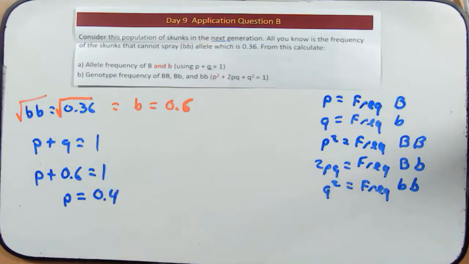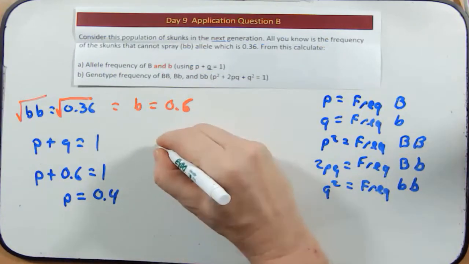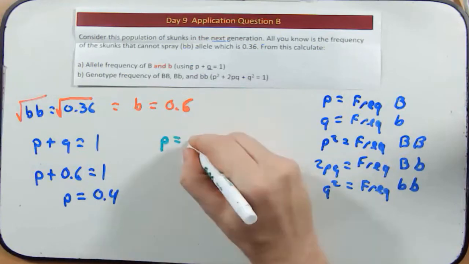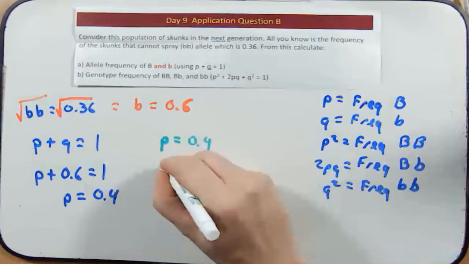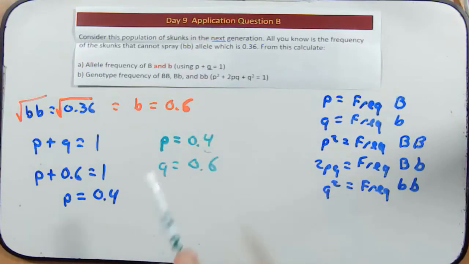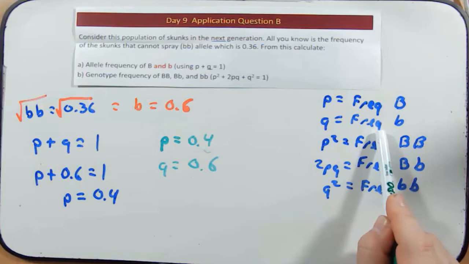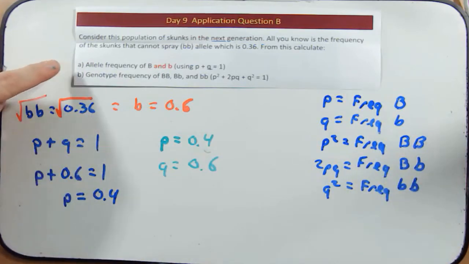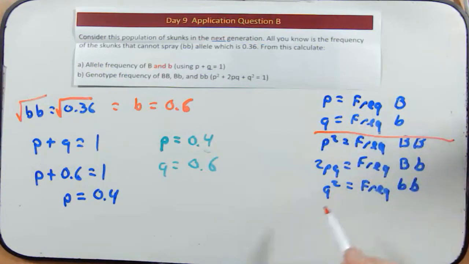So to summarize part A here, we know that P is equal to 0.4 and we know that Q is equal to 0.6. And again, remember, P is equal to the frequency of big B, and Q is equal to the frequency of little b. So we've answered this first part here. Now we need to answer the second part, the genotype frequency. So we need to do this bottom part here. What is P squared, what is 2PQ, and what is Q squared?